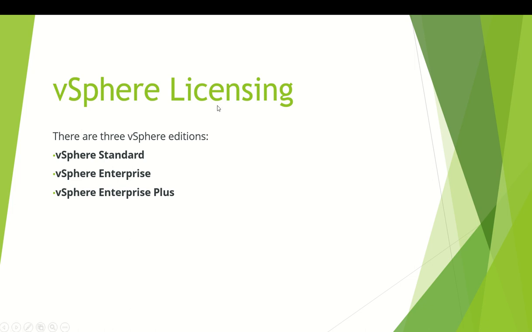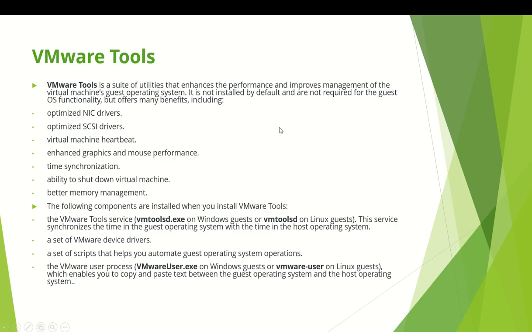Talking about the licensing, we have three licenses: standard, enterprise, and enterprise plus. Now we are talking about the VMware tools, like CPU sharing, memory sharing, all these. So VMware tools is a major part in that. It is a suite of utilities that enhances the performance and improves management of the virtual machines. It is not installed in the guest operating system by default.